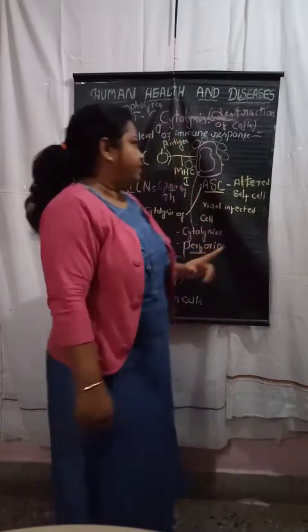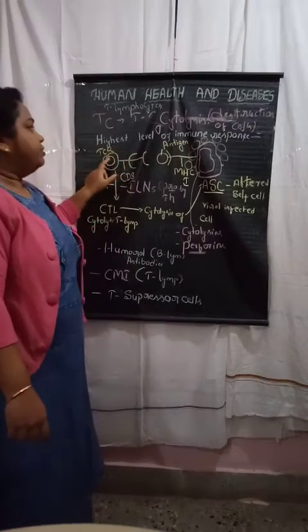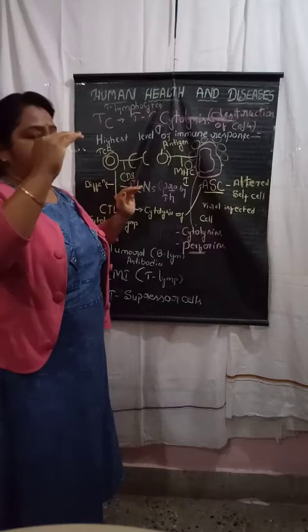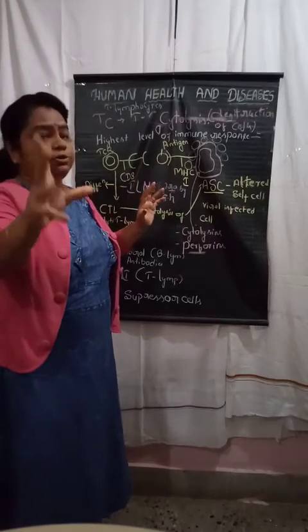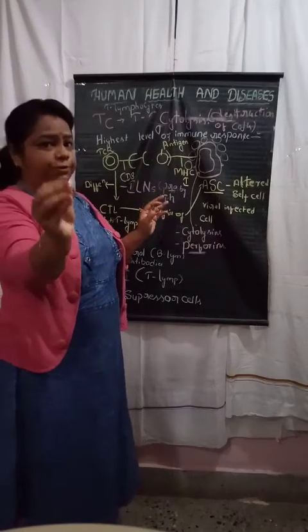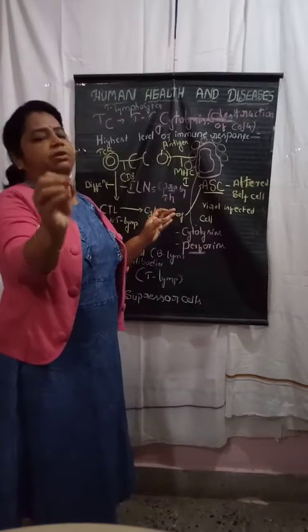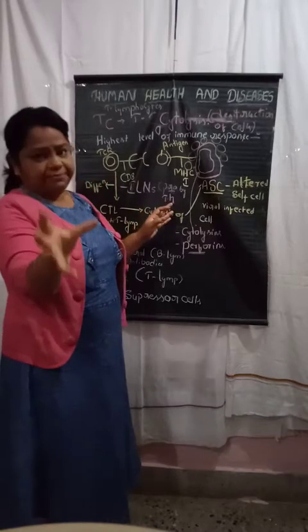Let us look into the mechanism of the TC cells. Okay, I already told you that the TC cells show the highest level of immune response. In a group of tissues, very few cells are infected with a viral infection, or we can say cancer infected cells.